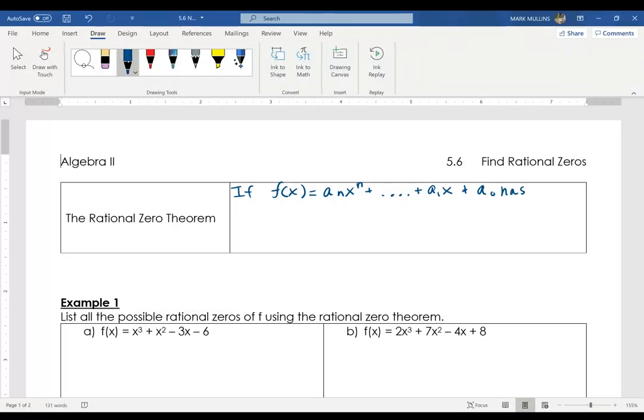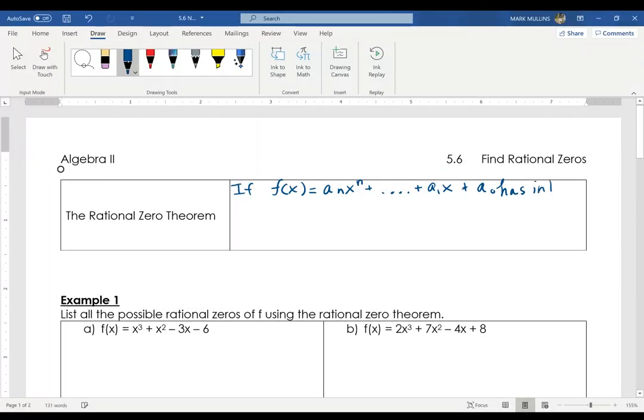So if this polynomial has integer coefficients, so integers, negative and positive whole numbers, so I don't have square root coefficients, I don't have anything weird. If it has integer coefficients, then every rational zero of f has the following form.